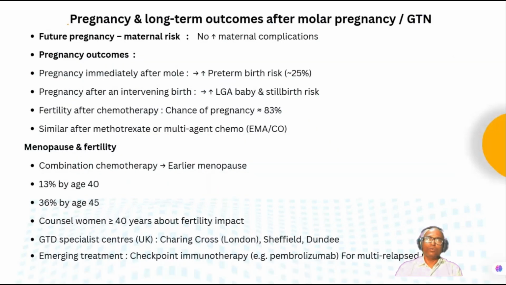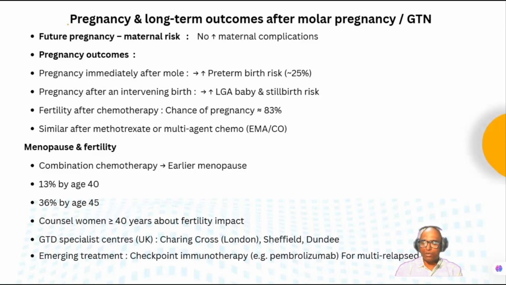So, pregnancy and long-term outcome after molar pregnancy or GTN. Future pregnancy maternal risk: the maternal risk is not increased. There is no increase in maternal complications. For the pregnancy outcome, in pregnancy immediately after vesicular mole there is an increased risk of preterm birth, a 25% chance. Pregnancy after an intervening birth: after the vesicular mole there is one pregnancy, and in the subsequent pregnancy there is a risk of LGA baby, and stillbirth risk is increased. Fertility after chemotherapy: chance of pregnancy is more than 80%, similar after methotrexate or single agent chemotherapy.